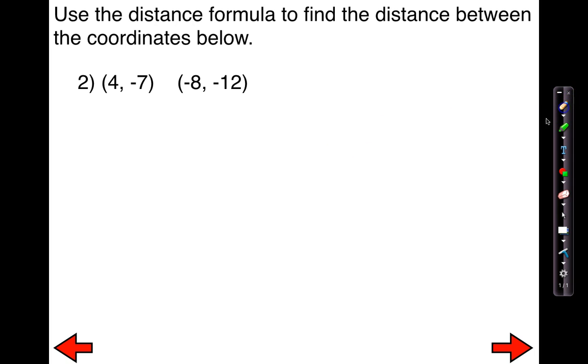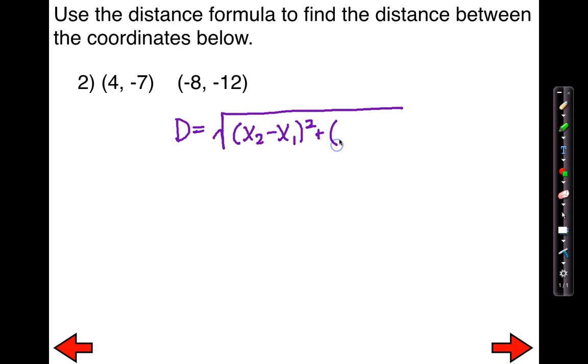Number 2, again, you've got to first start with writing down the formula. D equals the square root of. First, you're going to have to find the length of one of the legs. So let's find the difference in the x's. So x sub 2 minus x sub 1 squared. Add that to the length of another leg, so that's going to be the change in the y's, so y sub 2 minus y sub 1 squared. At this point, it's going to be helpful if we label each of the ordered pairs. I'm going to call this x sub 1, y sub 1. Then we have x sub 2 and y sub 2.